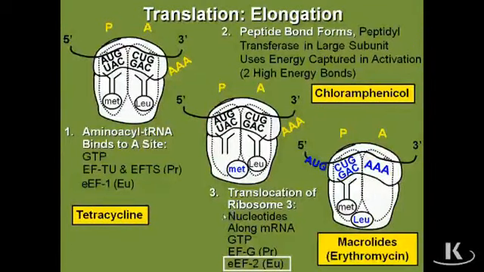Translocation is something we'll spend just another second talking about. It's also going to require some energy. There are certain factors, elongation factors, required. The one elongation factor that you should commit to memory is this one down here. It's eukaryotic elongation factor 2. Eukaryotic elongation factor 2. I'll explain why in a second.